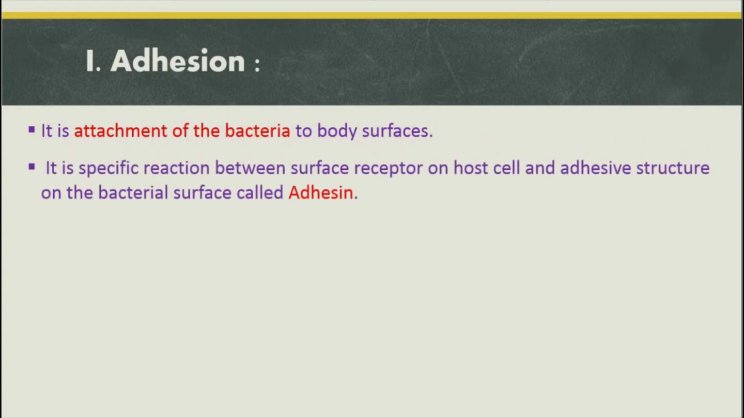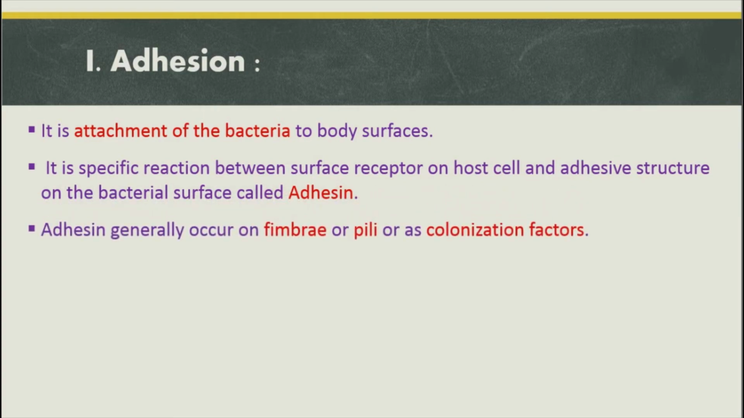And how can they adhere? It is a specific reaction between the surface receptor on the host cell and the adhesive structure present on the bacterial surface, called the adhesin. So, this is the interactive mechanism where the host cell surface gets adhered to the adhesive structure present on the causative agent, that is the bacterial cell, and that is referred to as adhesion. So, you must know the terms adhesion and adhesin. In this phenomenon, the adhesin is able to react with a specific receptor on the host cell.